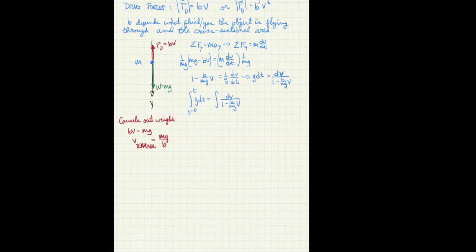And this is going to be from v equals 0 to v of t. I'm just trying to be pedantic and showing you that we're going to get the velocity as a function of time as one of our outputs. But before we do that, we need to do a substitution.